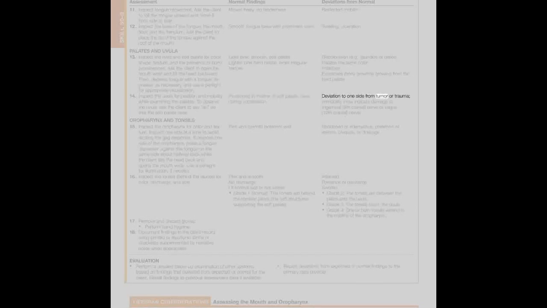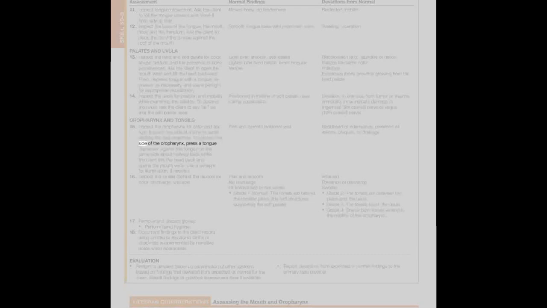Deviation to one side from tumor or trauma, immobility, may indicate damage to trigeminal, 5th cranial, nerve or vagus, 10th cranial, nerve. Oropharynx and tonsils. 15. Inspect the oropharynx for color and texture. Inspect one side at a time to avoid eliciting the gag response.